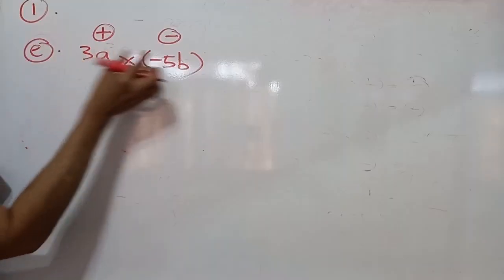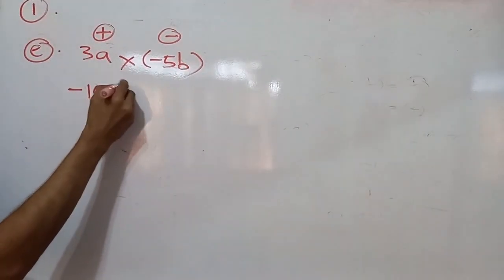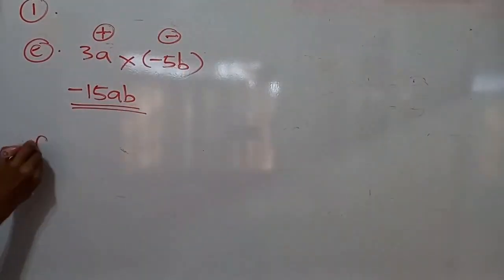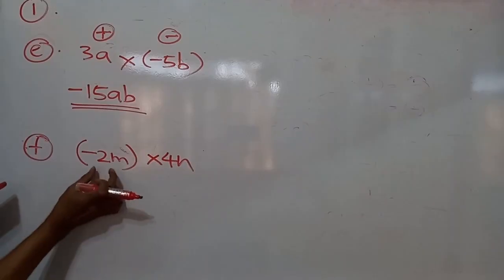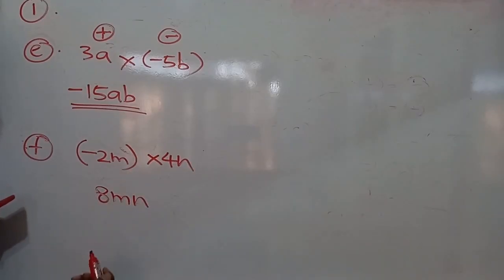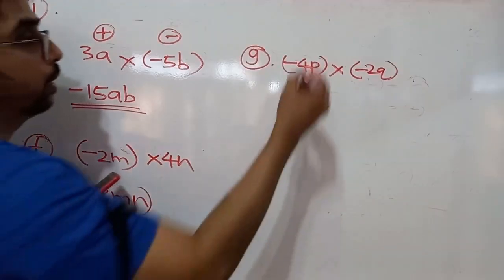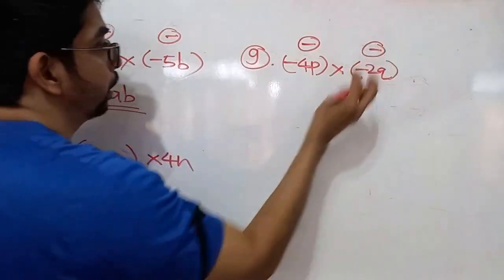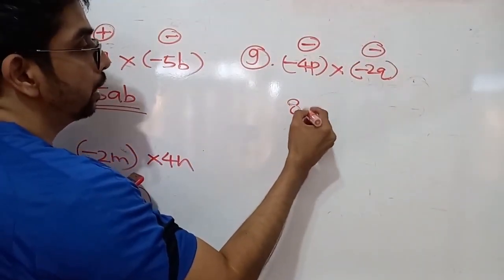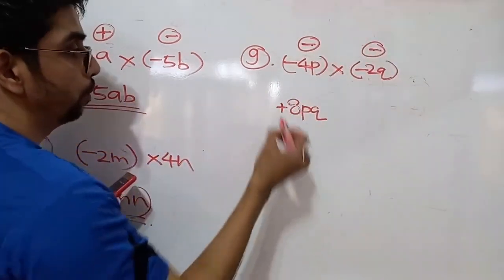Right? So again, we have a positive value and a negative value. So 3a into 5b. So now negative 15ab, positive into negative. Right? So 2m times 4n, that is what? 8mn. Negative into positive, that is negative. So this is a negative, this is a negative. 4p into 2q, we know that is what? 8pq. Negative into negative, that's a positive value.